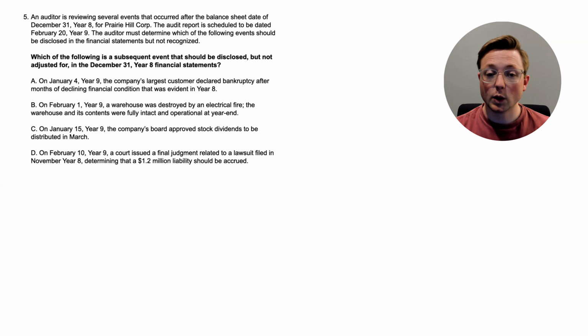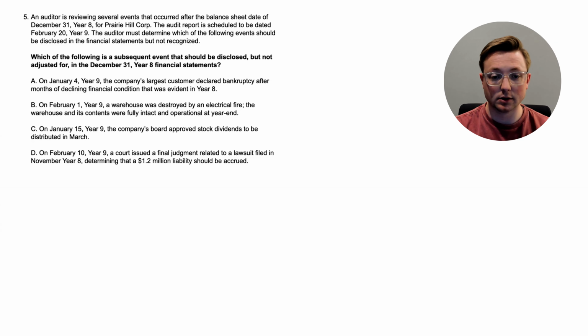An auditor is reviewing several events that occurred after the balance sheet date of December 31st year 8 for Prairie Hill Corp. The audit report is scheduled to be dated February 20th, year 9. The auditor must determine which of the following events should be disclosed in the financial statements but not recognized. So basically, we need to figure out which one of these is a subsequent event, and if it is a subsequent event, will it be disclosed or recognized? We need to figure out if it's going to be disclosed. That's the one we're looking for.